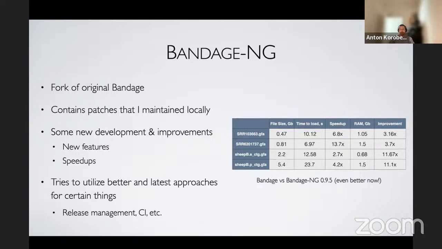For example, these days all the releases are just automatically built on GitHub, so I don't even bother doing that. And motivated by all the metagenomes and all the T2T consortium needs, I try to optimize as much as possible in terms of memory consumption and time to load.